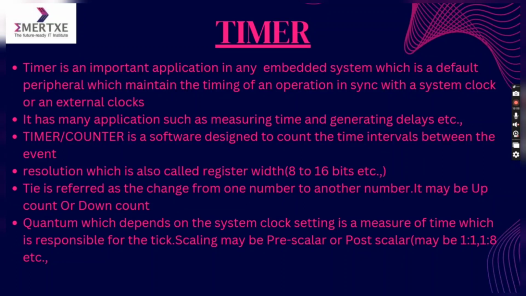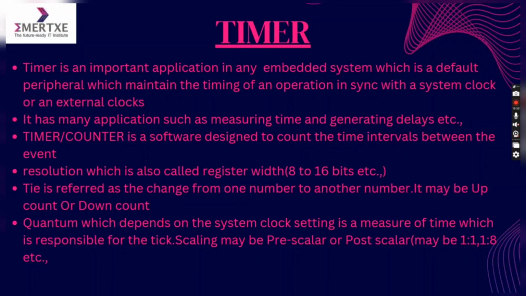The resolution of a timer is the number of bits that it can store. For example, an 8-bit timer can store value from 0 to 255, while a 16-bit timer can store value from 0 to 65,535. The resolution determines the maximum time interval that the timer can measure or generate. The tick is the smallest unit of time that the timer can count. It depends on the frequency of the system clock or the external clock. For example, if the system clock is 4 MHz, then one tick is 0.25 microsecond.